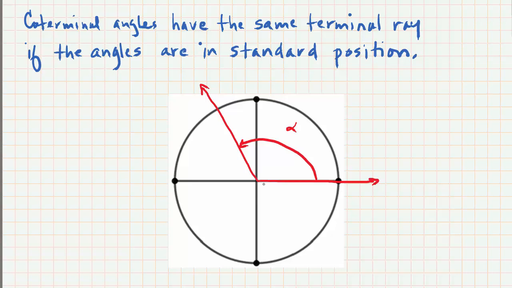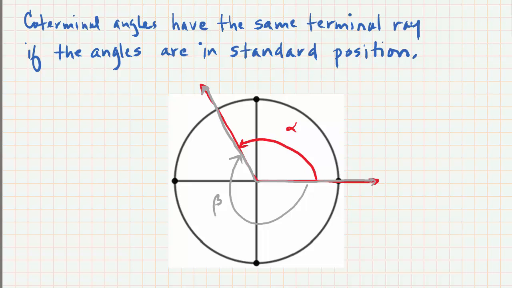One fairly obvious coterminal angle would be the angle found by rotating clockwise instead of counterclockwise. So angle alpha and angle beta are coterminal.